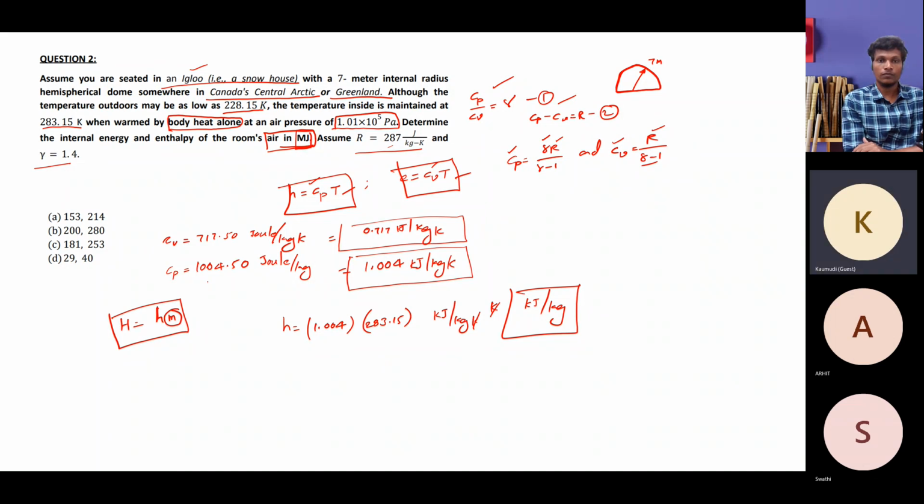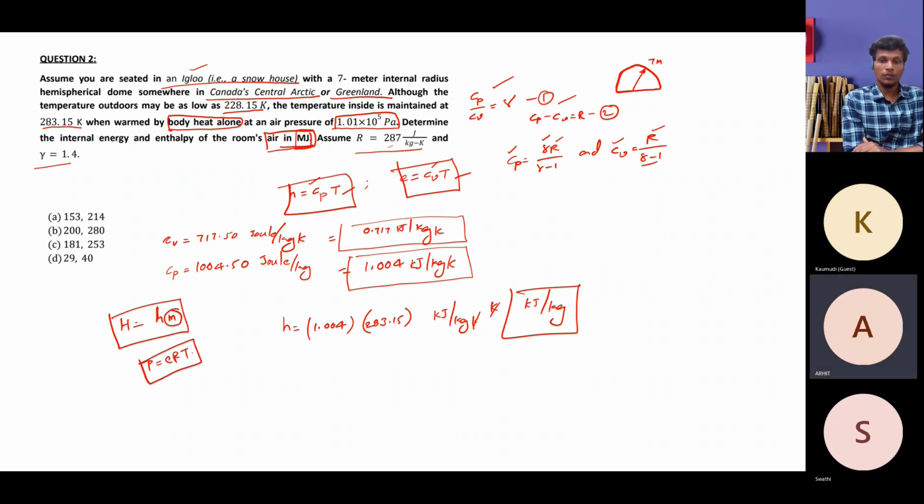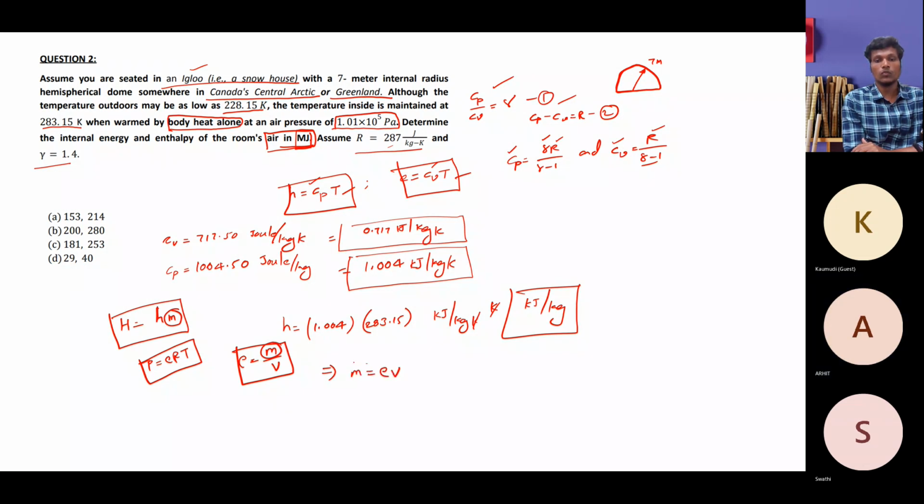From the ideal gas equation, I think. Yes, from the ideal gas equation. What is the ideal gas equation? P is equal to rho RT. Yes. We need to use the ideal gas equation. And why do we need the rho? We need the rho to find out the mass, because we know the mass equals to density times volume.